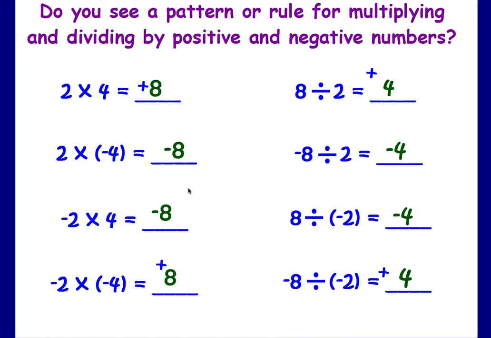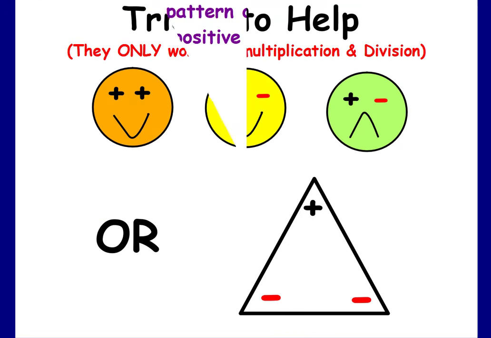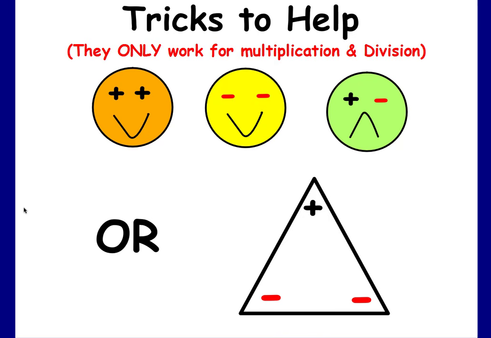Okay, well hopefully you saw that if the signs were the same, meaning if they were both positive or both negative, then our answer was positive. But if the signs were different, meaning a positive and a negative, then the answer was negative. And that's the rule for both multiplying and dividing. And we have some tricks that will help.